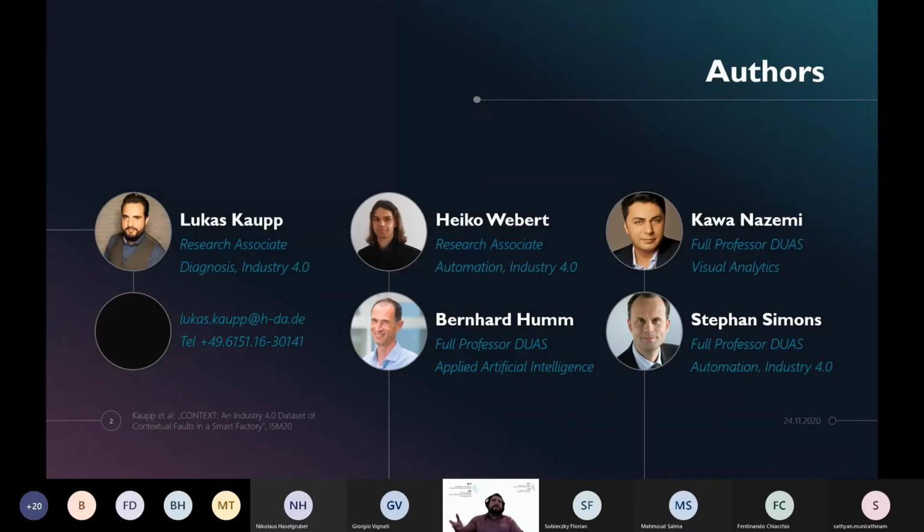So here's our team. Myself, Heiko Webert, is a specialist in automation in Industry 4.0. Kavan Asemi is a specialist in visual analytics. Bernhard Hung is specialized in applied artificial intelligence, and Stefan Simons is specialized in automation in Industry 4.0 as well.